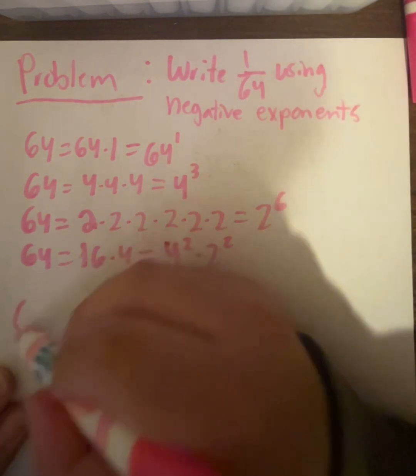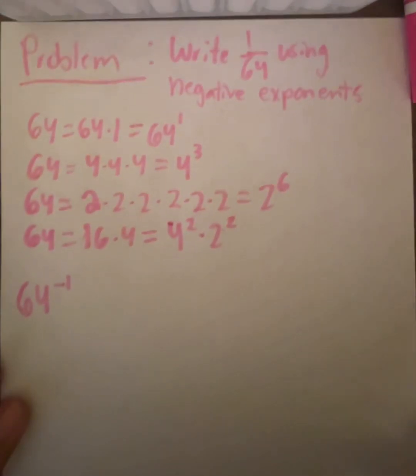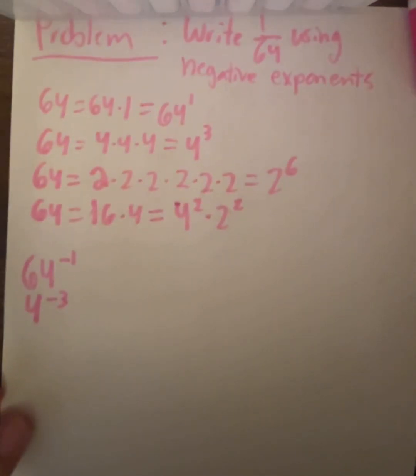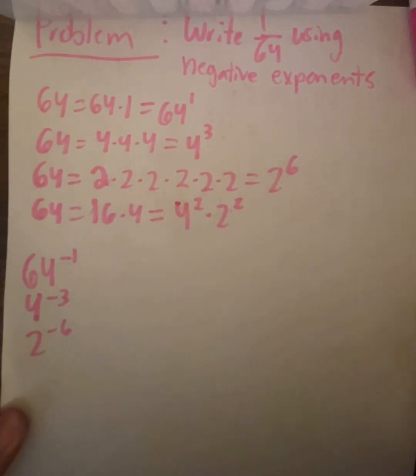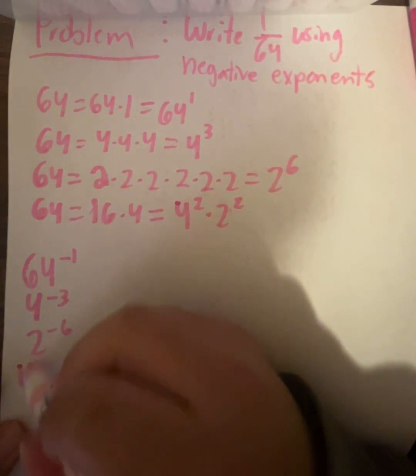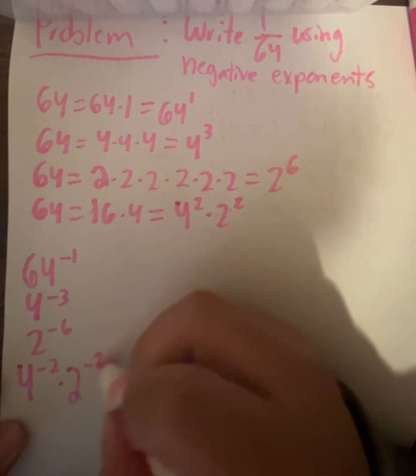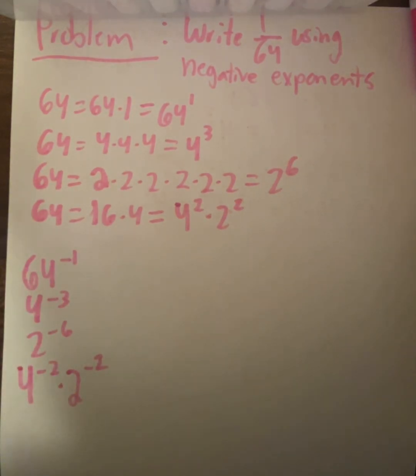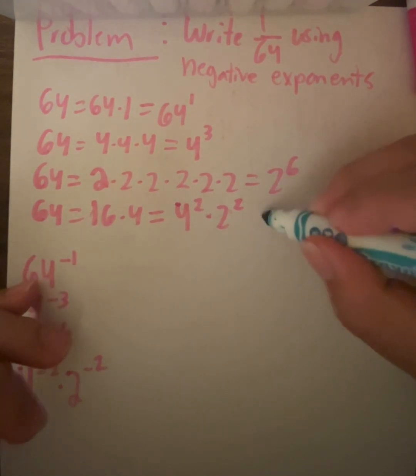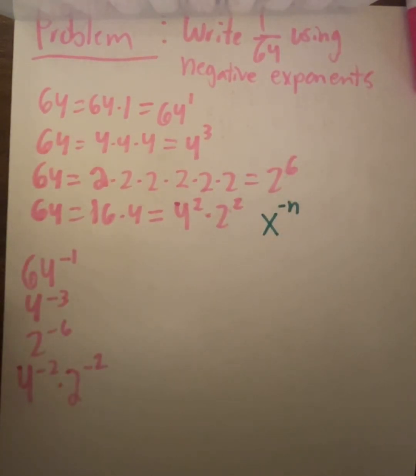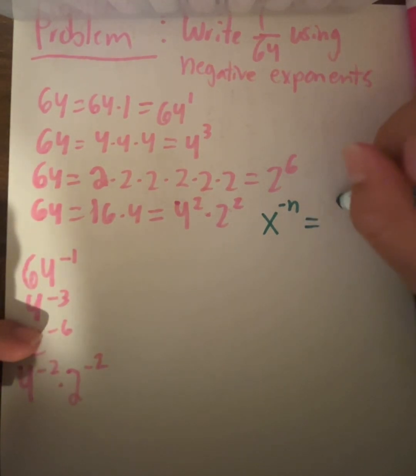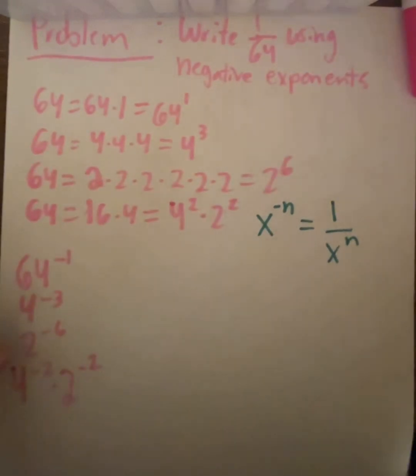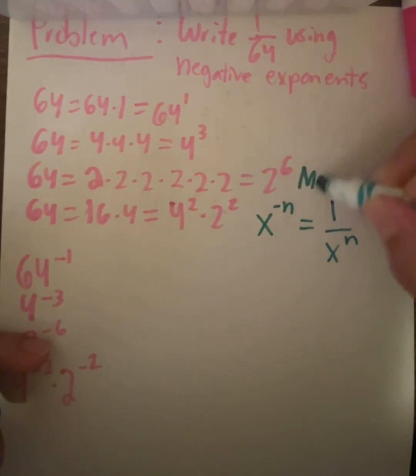And so you will have something like 64 to the negative 1, 4 to the negative 3, 2 to the negative 6, and 4 to the negative 2 times 2 to the negative 2. And so what happens when we have negative exponents? Well, when we have negative exponents, we can just do the reciprocal, or flipping, if you would like to call it that, so that we have a positive exponent. That's the rule.